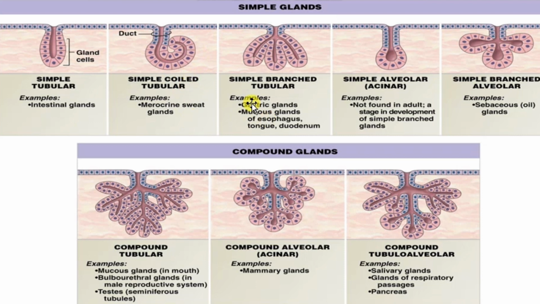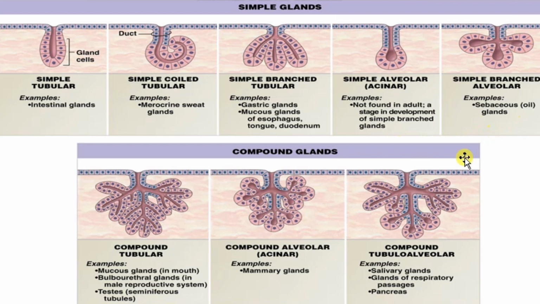And next you can see simple branched tubular. Here you can see three branches. Okay, it is found in the gastric glands, mucus glands of esophagus, tongue, and duodenum. Next you can have a look at simple alveolar or acinar, that is in the lungs. Not found in adults, a stage in development of simple branched glands. Next you can have a look at simple branched alveolar, example sebaceous or oil glands.